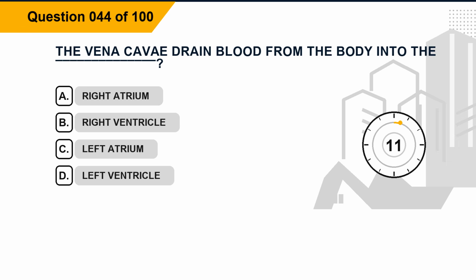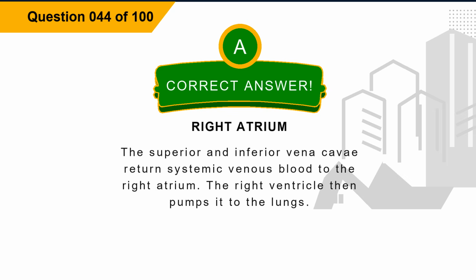Question 44. The vena cava drain blood from the body into the blank? Option A, right atrium. Option B, right ventricle. Option C, left atrium. Option D, left ventricle. The correct answer is option A, right atrium. Explanation. The superior and inferior vena cava return systemic venous blood to the right atrium. The right ventricle then pumps it to the lungs.